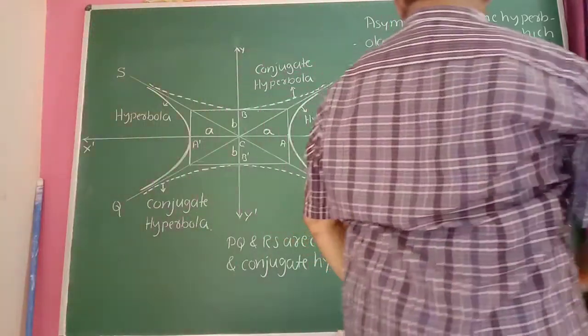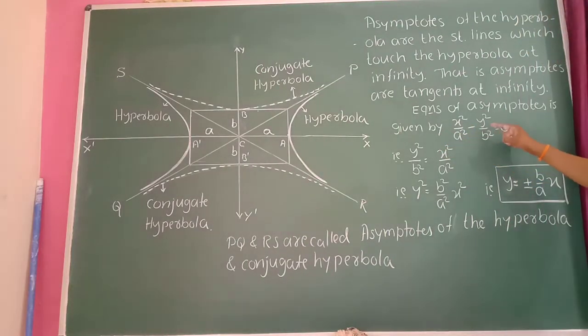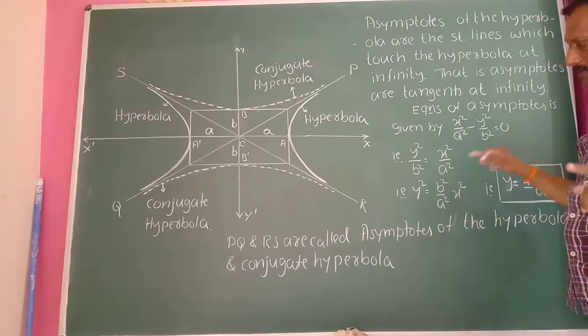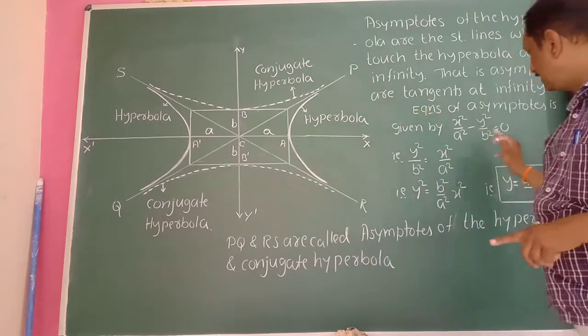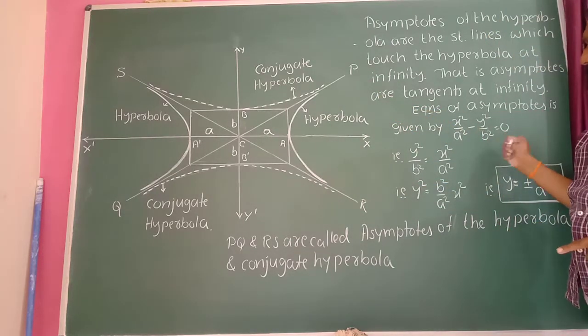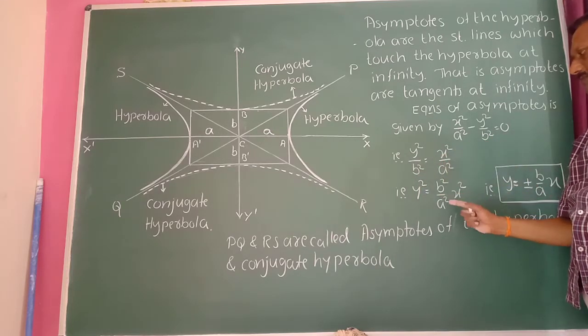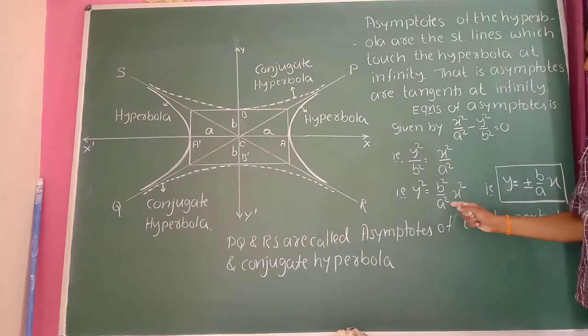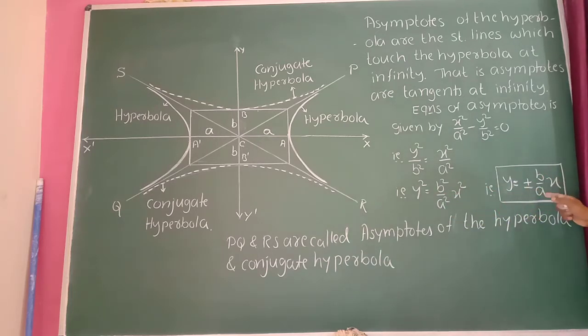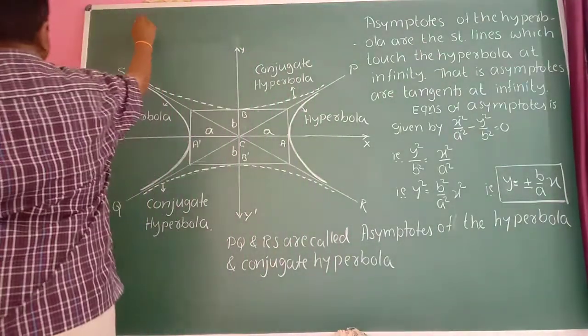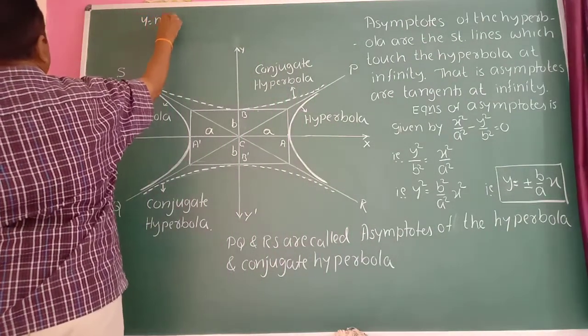The equation of asymptotes is given by x square by a square minus y square by b square is equal to 0. Suppose if we take 1 here, then that becomes the equation of the hyperbola. The equations of these asymptotes are given by taking 0 here. This can be written, just take this term to the right hand side, and cross multiply, we get y square is equal to b square by a square into x square, then y is equal to plus or minus b upon a into x here. So you know a line passing through the origin is always in the form of y is equal to mx here.